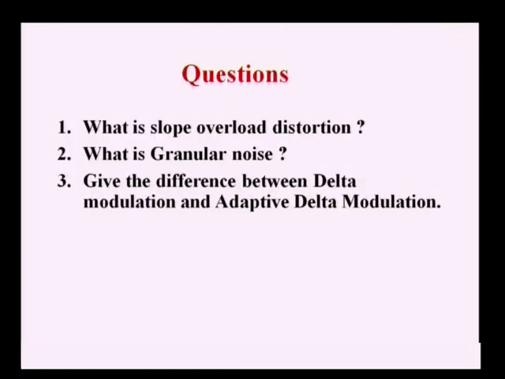Questions: What is slope overload distortion and what is meant by granular noise? Give the difference between delta modulation and adaptive delta modulation.